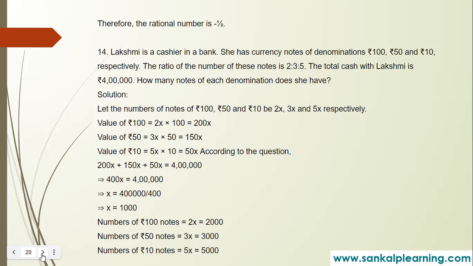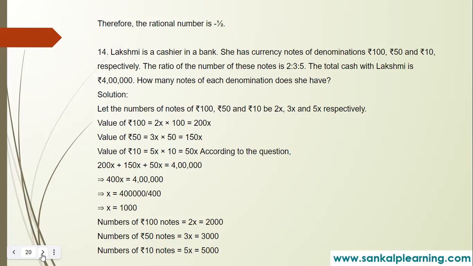The ratio of the number of these notes is 2:3:5. So we don't know the number of notes, number of hundreds, number of 50s, number of tens. We don't know the number of notes, but they have given it in ratio form. It's 2:3:5. Already I have told you, when it is given in ratio form, you have to take it as 2x, 3x and 5x. Okay, keep it in mind.